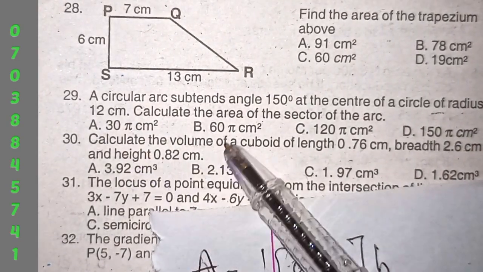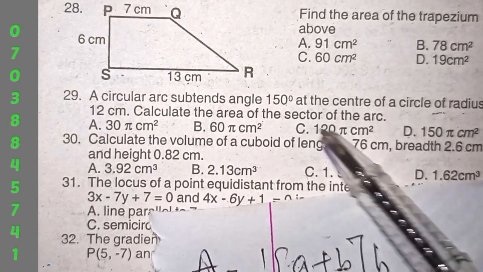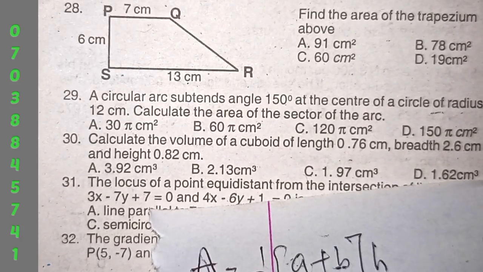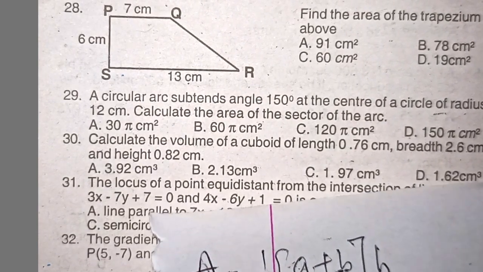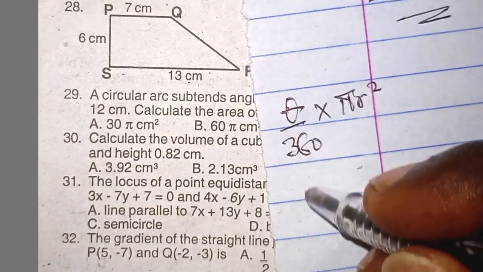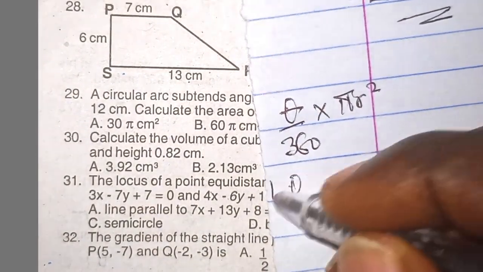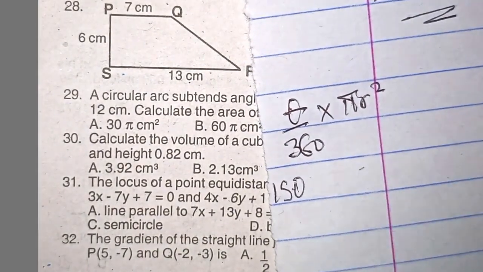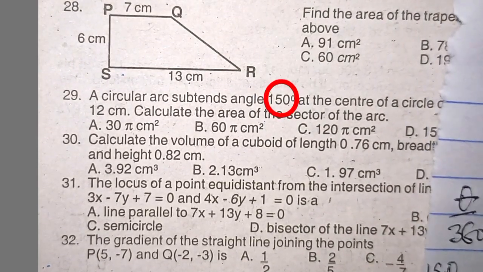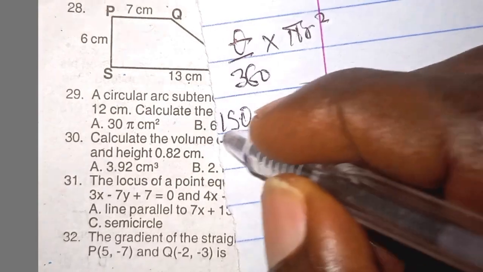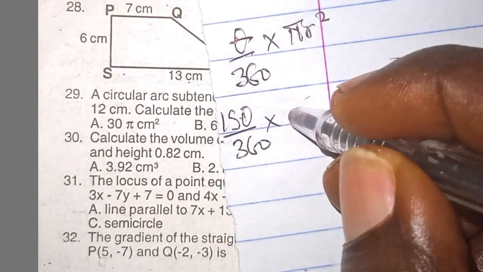You can check the options and see that the answers are in terms of pi. So don't go and be writing 22 over 7. No, don't do that. Or write 3.142. Leave the answer as pi. So leave that pi the way it is. Don't touch the pi. So you're just going to write 150, which is the angle in the question, as you can see. Then divide it by 360, times pi.